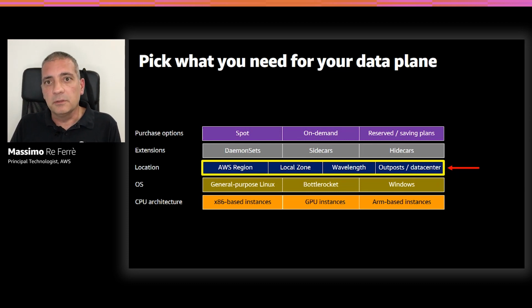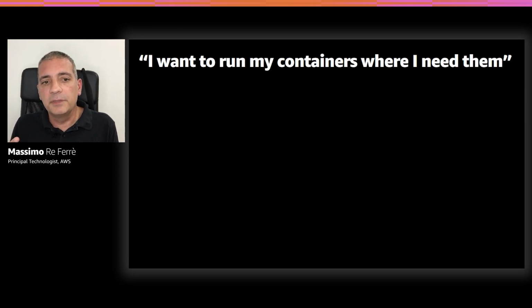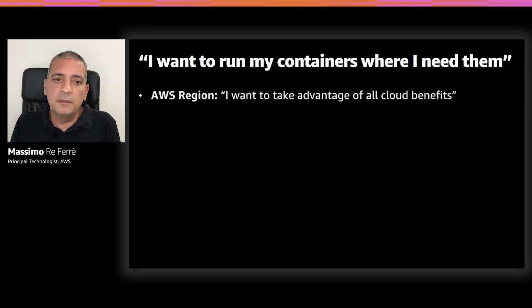Let's move to the location. Very important. So this speaks to the desire to be able to run my containers when I need them. So think about this. Obviously, when we talk about the cloud, you get to deploy your containers inside the AWS region or a specific availability zone inside that AWS region. And that is the default, right? So I want to take the advantage of all cloud benefits, right? Because you're deploying into the region with the elasticity that the region allows you to do.